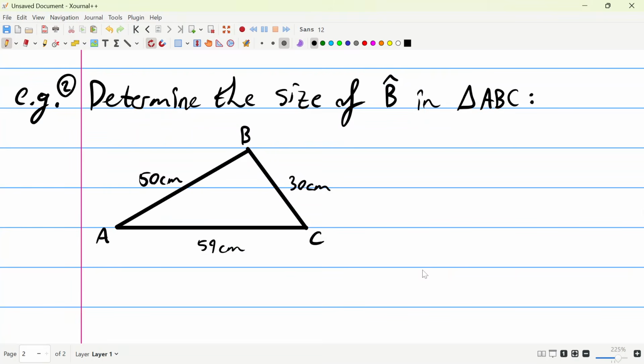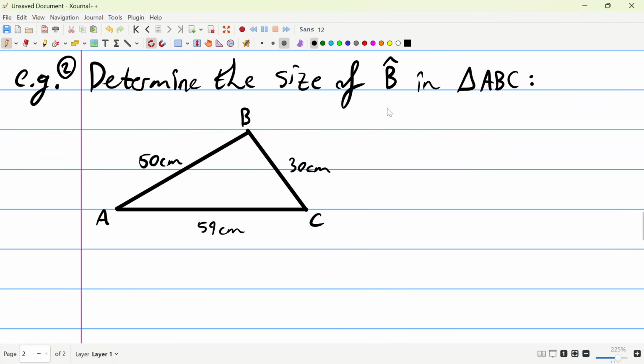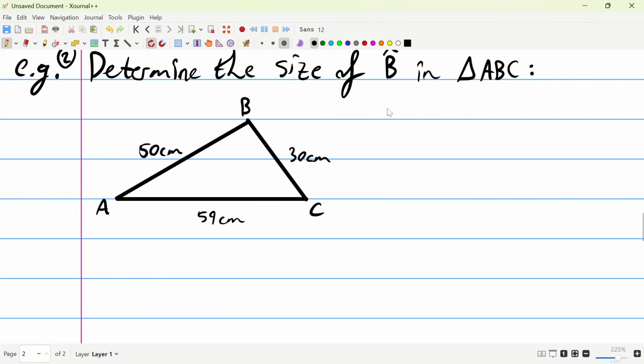Okay, so we have example number 2. It says determine the size of angle B in triangle ABC. Now remember, the case where we can use cosine rule also includes when we have all three sides. So there's one where you have one angle and two sides, and also another case where you have all three sides. And we need to find the size of B, so meaning we can use the cosine rule. So how can we use it?